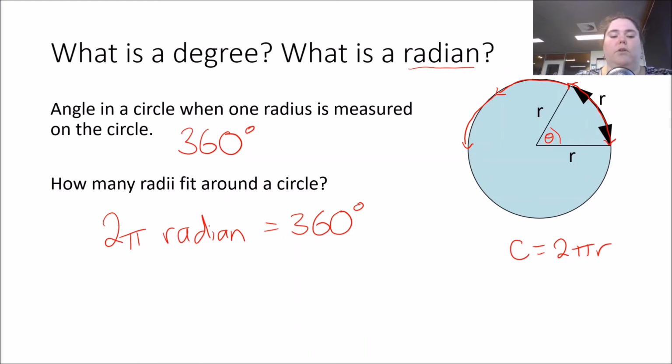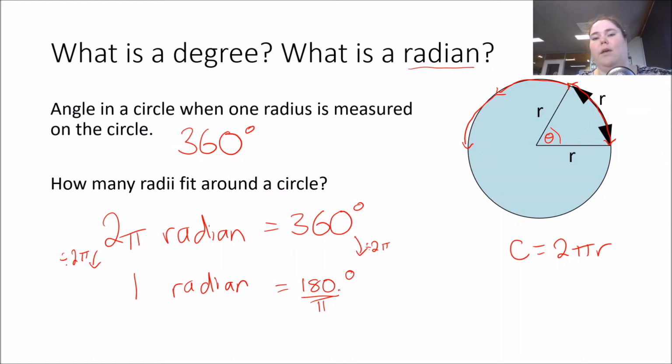So if I wanted to know how many degrees are in 1 radian, I would divide this side by 2 pi, which means I also divide this side by 2 pi. 360 divided by 2 is 180, and divided by pi, there we go. So 1 radian is equal to 180 on pi degrees. If we were to stick it in a calculator we'd get an actual number for it, but we tend to talk about 180 on pi.